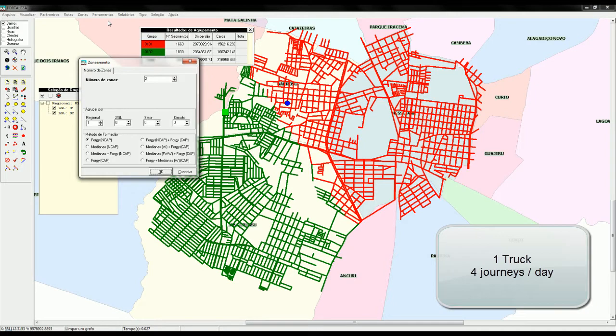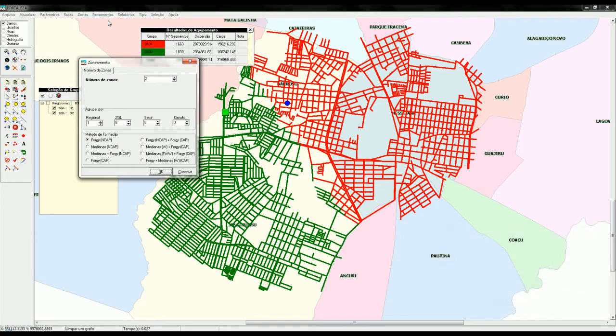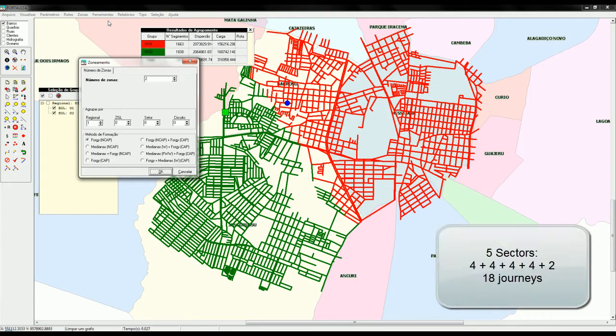Let's admit each vehicle does up to 4 journeys per day. Here we already can think about restricting the circuits, minimizing the number of sectors. Thinking about it, we can generate 5 sectors, and the best configuration for that option would be 4 sectors of 4 journeys and 1 sector of 2 journeys.